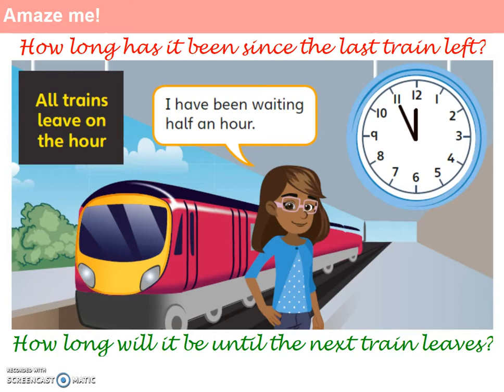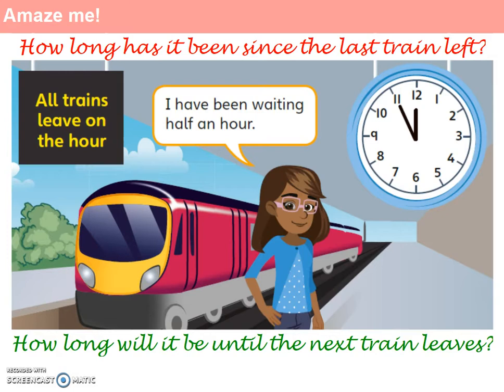For 1B, we're going to build on that knowledge. We know what time it is now. And again, looking at that information, all trains leave on the hour. How long is it going to be until the next train is going to be leaving? So question 1A, how long has it been since the last train left? And question 1B, how long will it be until the next train leaves? So pause the video and work out those 2 questions and then come back to me and we can have a look at the strategies you've been using.